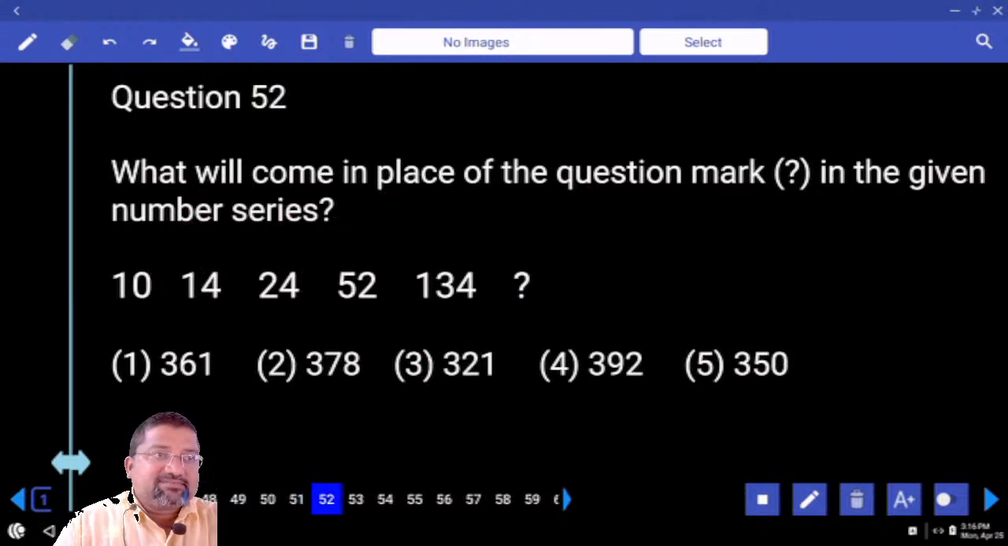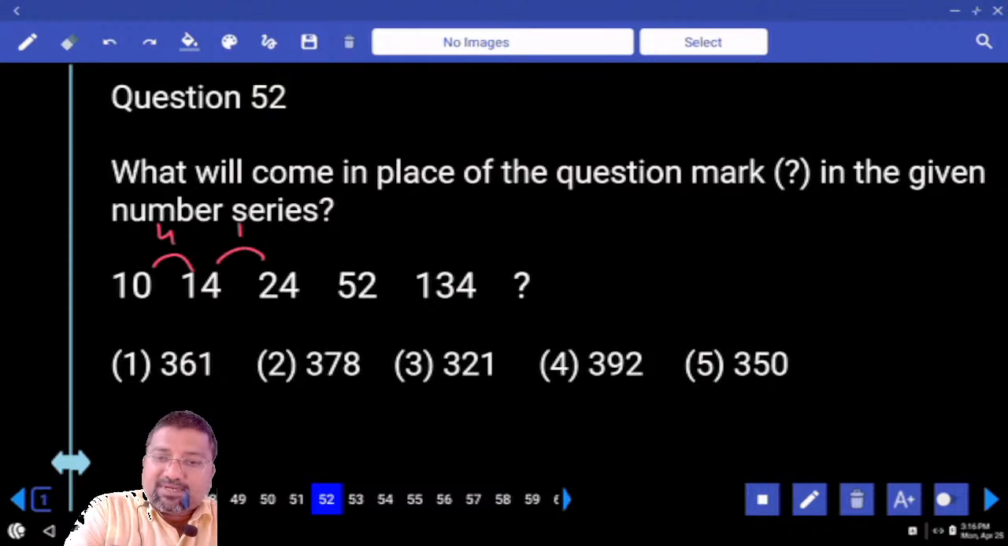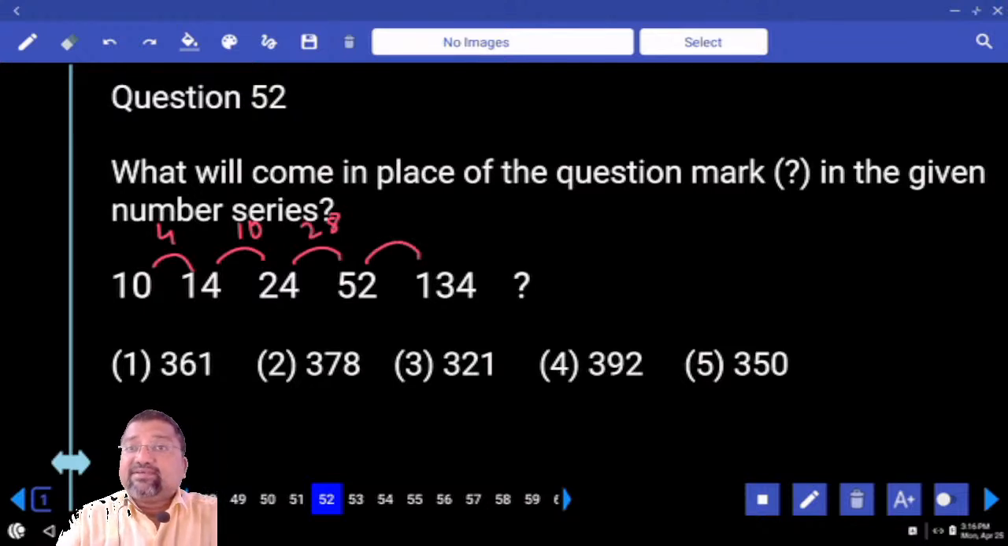Increasing or decreasing? Huge or gradual? When there is gradual increase, what is my duty? Go for difference. Right? What is the difference here? 4, 10, 22, 28, 80?